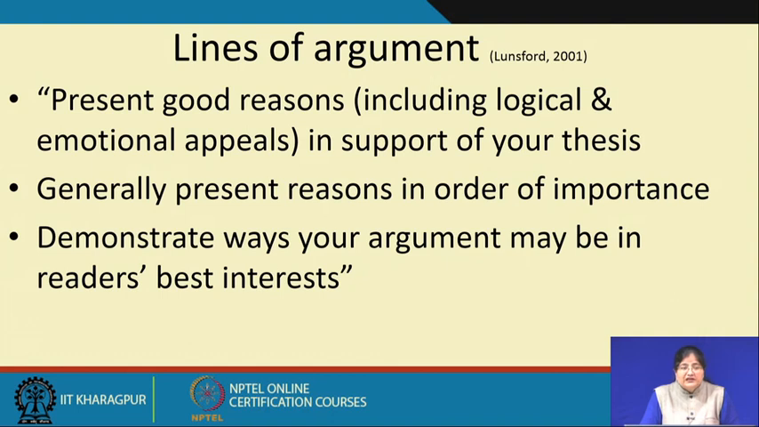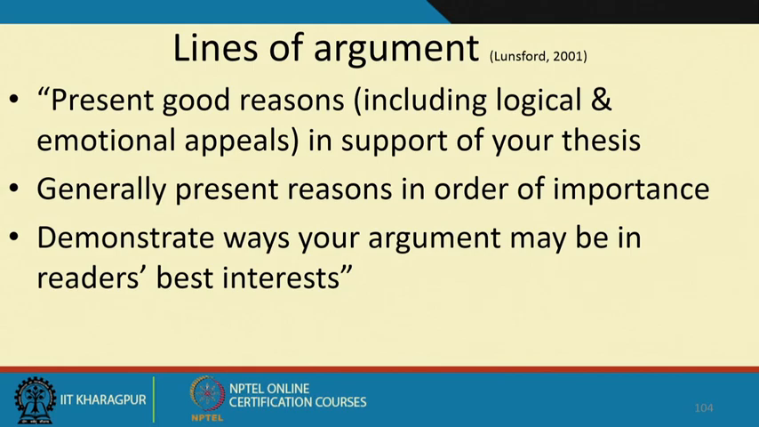When you talk about research writing, it's not about emotional appeals, it's usually about logical appeals. You generally present reasons in order of importance. You demonstrate ways in which your argument may be in the reader's best interests. You may be knowing this, or this is how it adds to the existing knowledge base. So you present good reasons, you present logical reasons, you present reasons that are believable in support of whatever you are saying. Then you present them either in the order of importance, or if chronology helps you establish your importance, then presenting them in a chronological order would also help.